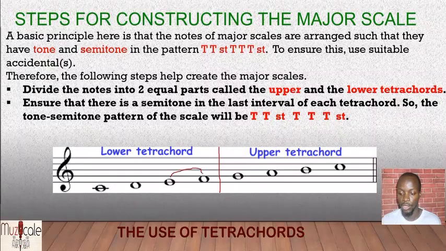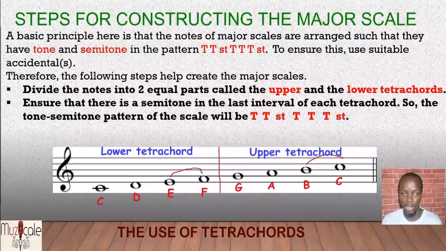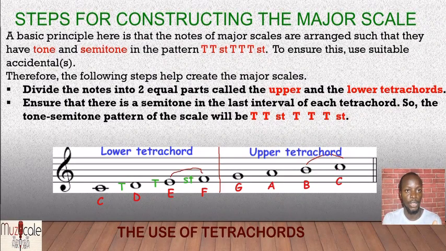So between the third and the fourth note, we have a semitone, and between the seventh and the eighth note, you also have a semitone. It's correct here because from E to F is a semitone, and from B to C is also a semitone. Now, aside from that, also make sure that every other interval of the scale has a whole tone between them. If you ensure that, you see that the tone and semitone pattern conforms to the arrangement tone, tone, semitone, tone, tone, tone, semitone.